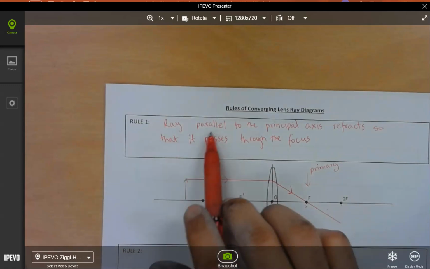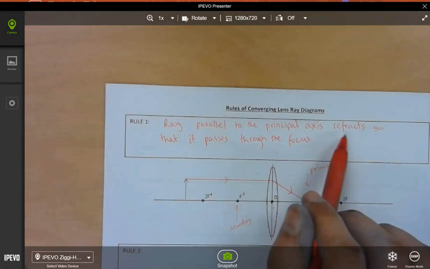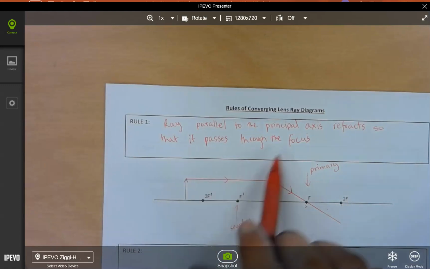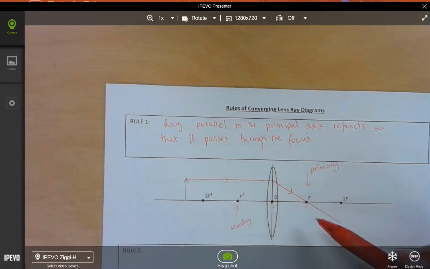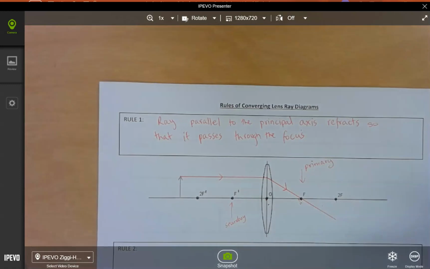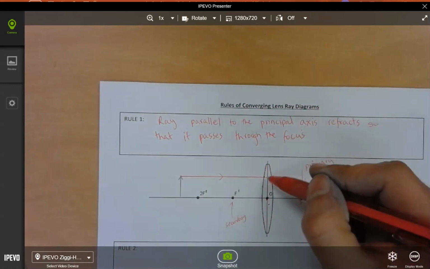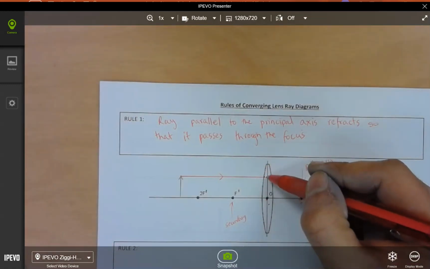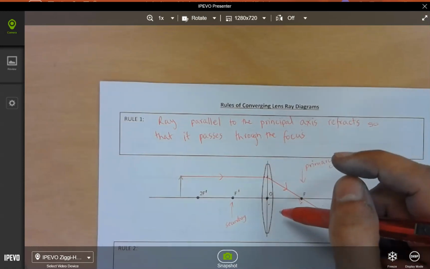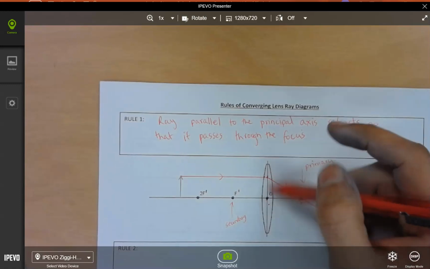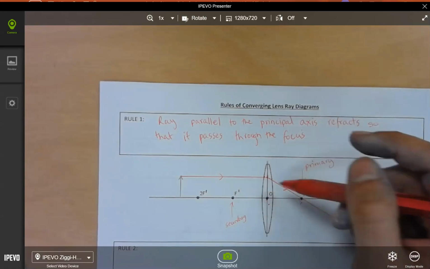A ray parallel to the principal axis refracts so that it passes through the focus. Right here. Again, it's parallel to the center line right here. As soon as you reach that, you draw the bending. Yeah, if that was your question. The center line there, in the middle of the lens.